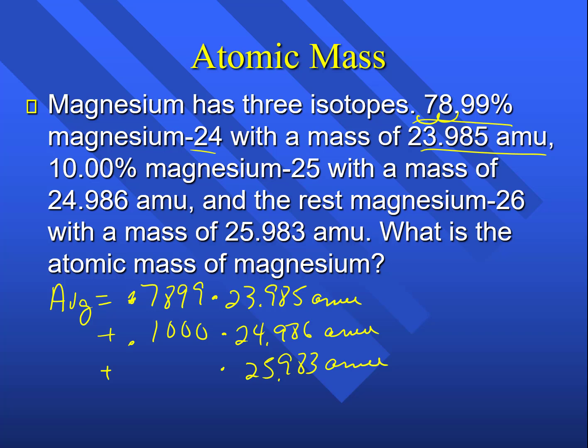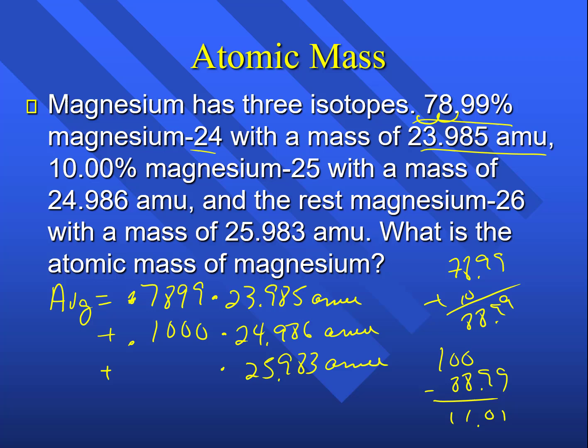Well, 78.99 plus 10 is 88.99. And the rest is the remainder, so 100 minus 88.99 is 11.01%. That would be 0.1101.